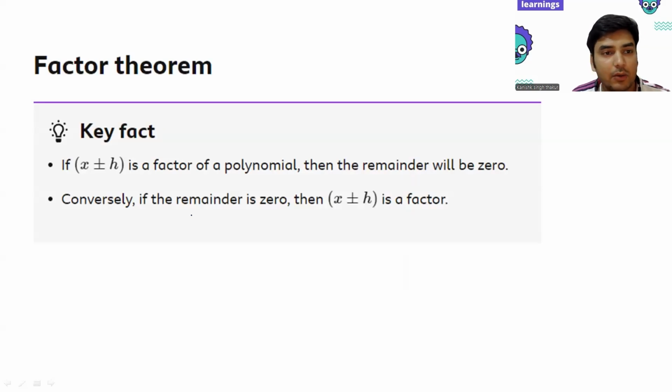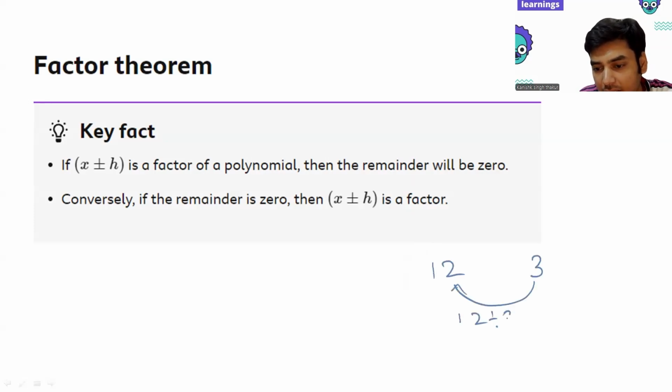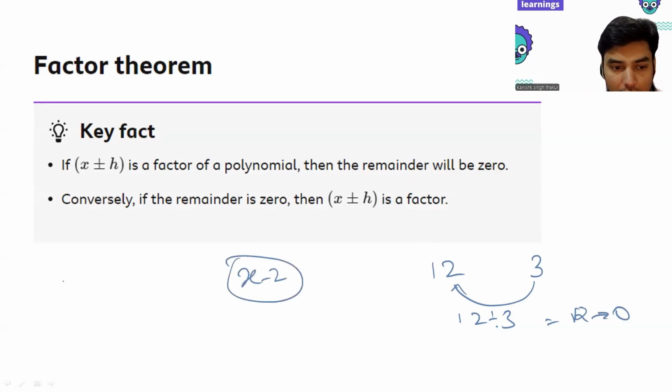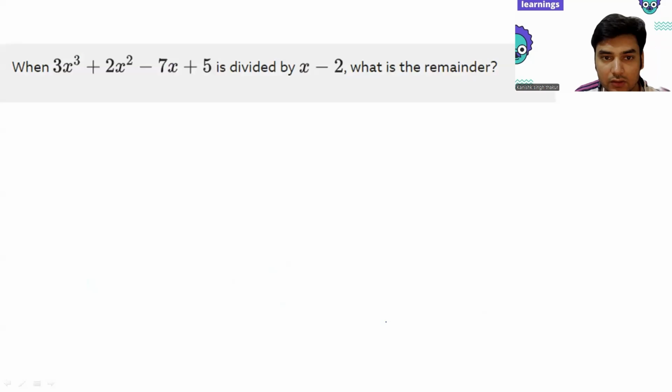Now we'll be looking at what the factor theorem is. So if x minus h is a factor of a polynomial, then the remainder will be 0. If you divide anything by its factor, your remainder is always 0. Suppose 12 has factor 3. So 12 when I divide by 3, obviously what remainder do you get? It gets fully divided, so your remainder becomes 0. Same way, if I say x minus 2 is a factor of a polynomial, then if I divide that polynomial by x minus 2, definitely, suppose this is the polynomial x square plus 4 minus 4x, I divide this, obviously I get the remainder as 0. This is what your factor theorem tells you.